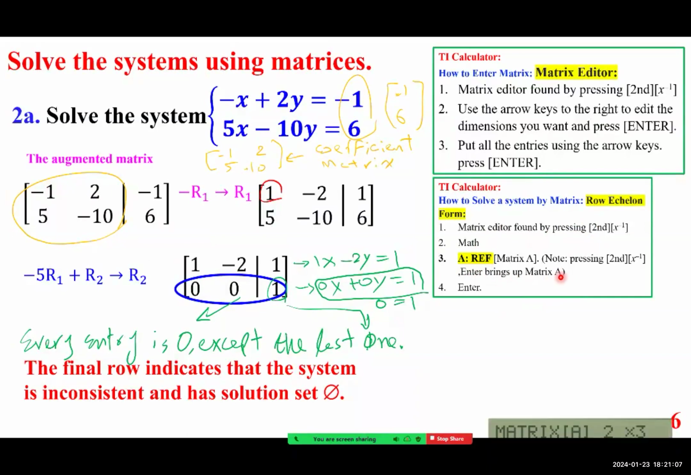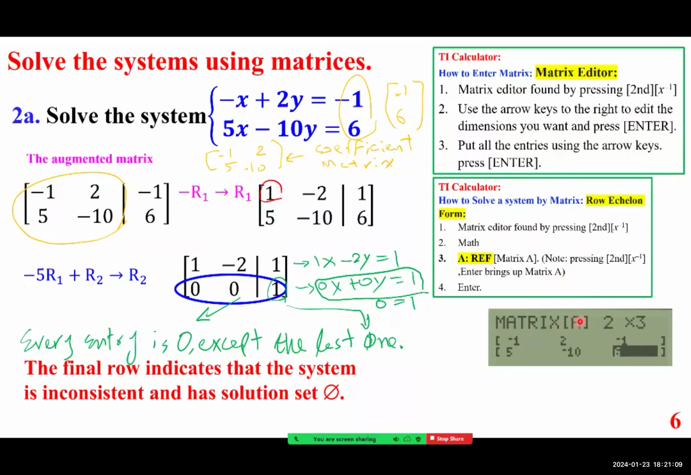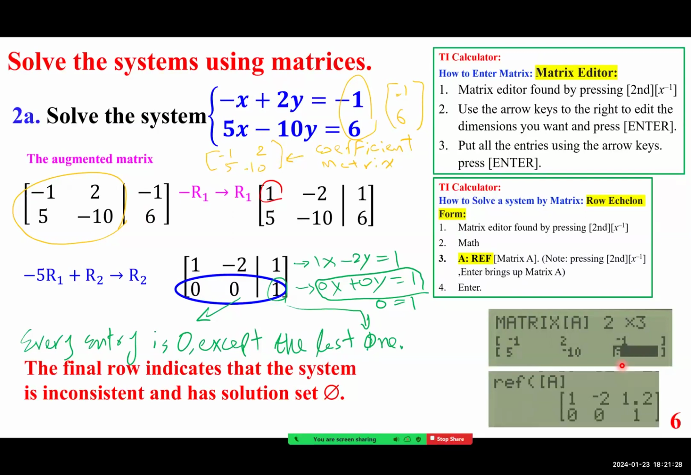and matrix A. So take a look at what we are going to do. So matrix A is 2 by 3, okay, and we put -1, 2, -1. We put those 3. And then the bottom is 5, -10, 6. Okay, so that's putting the matrix in. And now if we say REF A and enter, results in this.